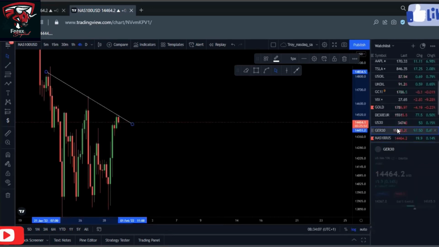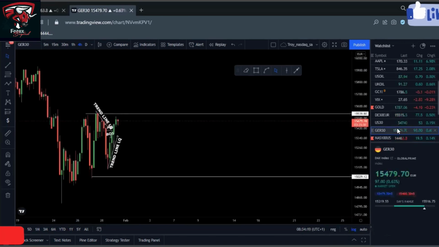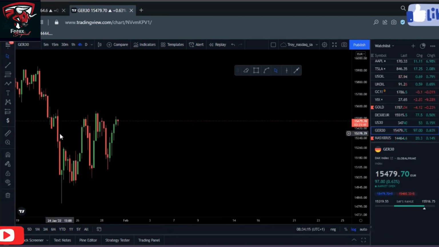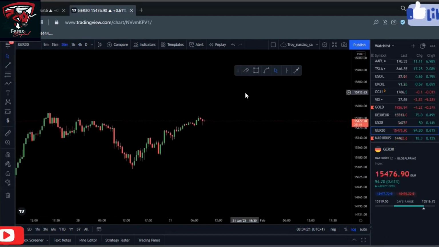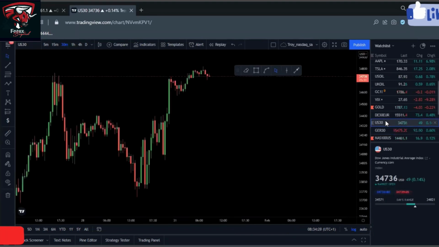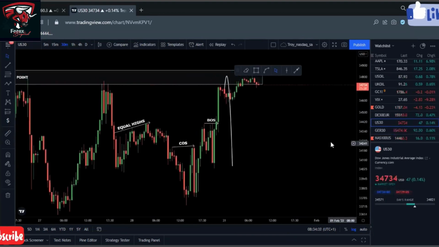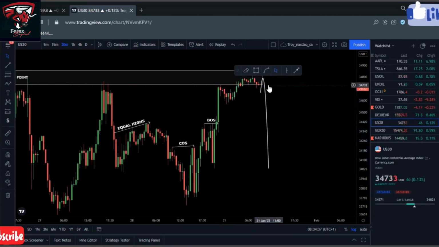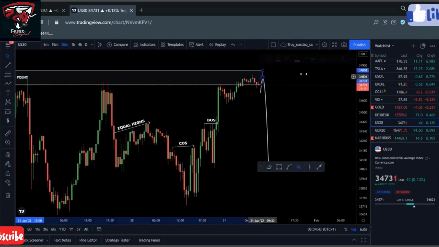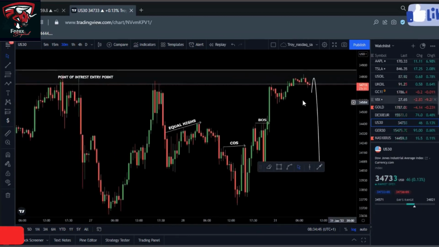What can I analyze? Let's check USDT. Perfect. You see how accurate this setup was? I didn't see it. I forgot about USDT, I won't lie. This is how I saw it.